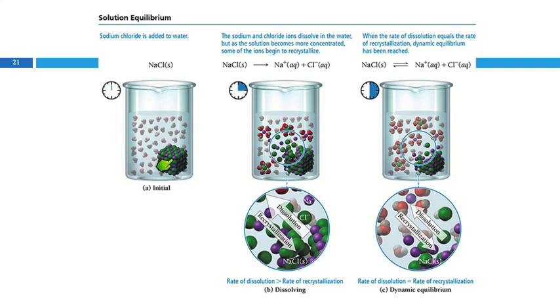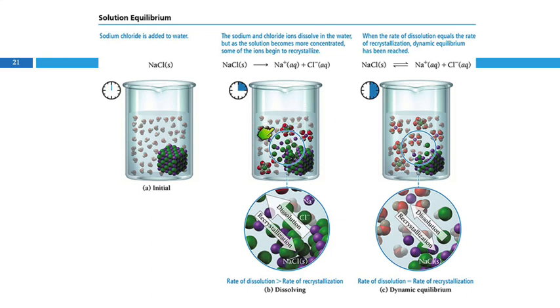Here we're looking at some sodium chloride being added to water. There are no sodium or chloride ions in the water yet, so there's no recrystallization. So the ions start to dissolve. They get solvated. Remember, the water molecules come around them, and they've got the ion dipole forces, and they lure them away from the sodium chloride.